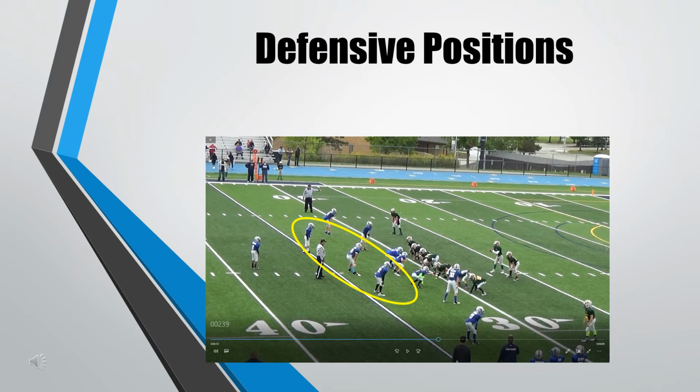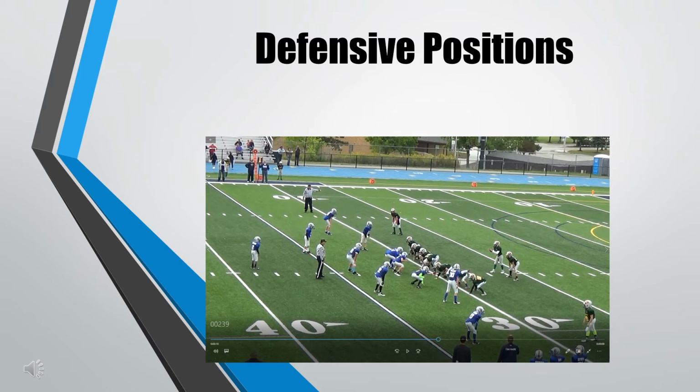The next type of defensive positions that we will talk about are called linebackers. The linebackers typically line up about 4 yards off the ball, and they are responsible for stopping the run on running plays and for pass coverage on passing plays. The yellow circle below identifies the 3 linebackers in this formation.